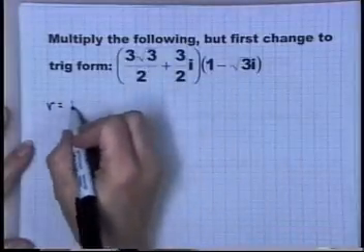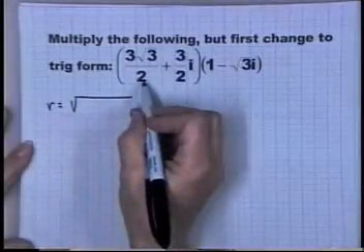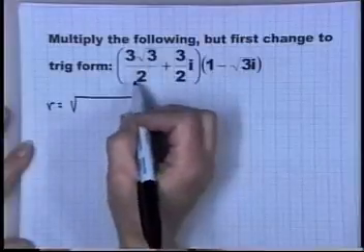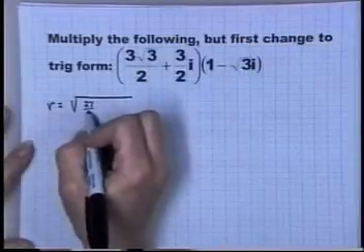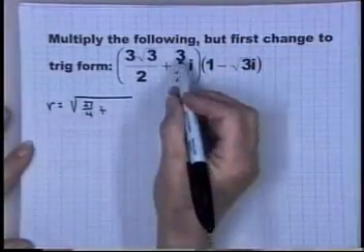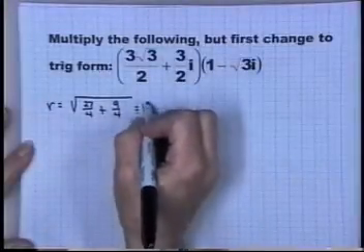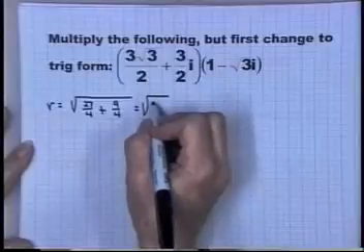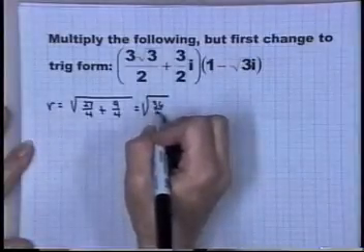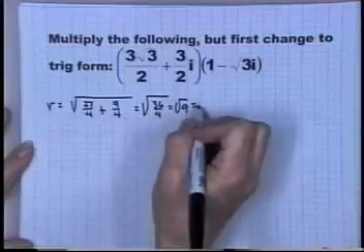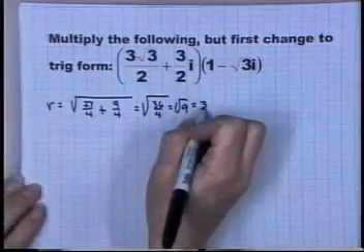So r is going to be the square root of x squared plus y squared. If I square this, I have 9 times 3 is 27 over 4. Plus, if I square this, I have 9 over 4. So that gives me what? 36 over 4, which is 9. And the square root of 9 is 3.